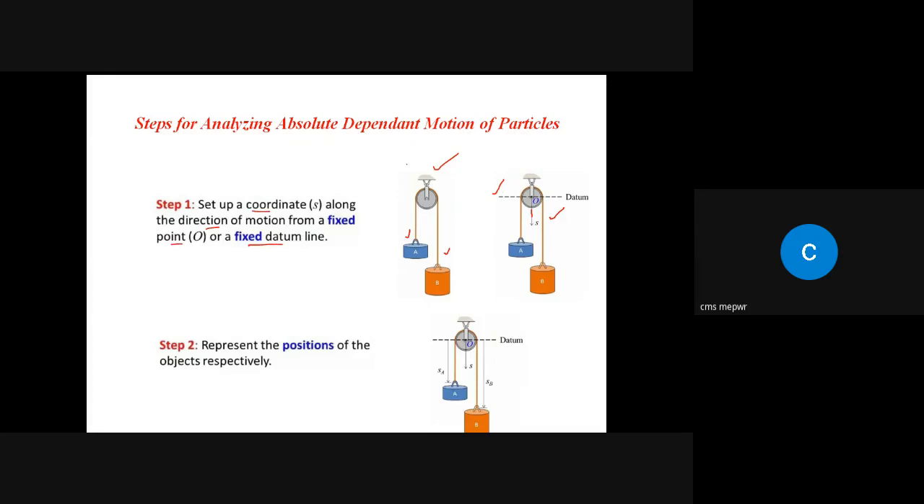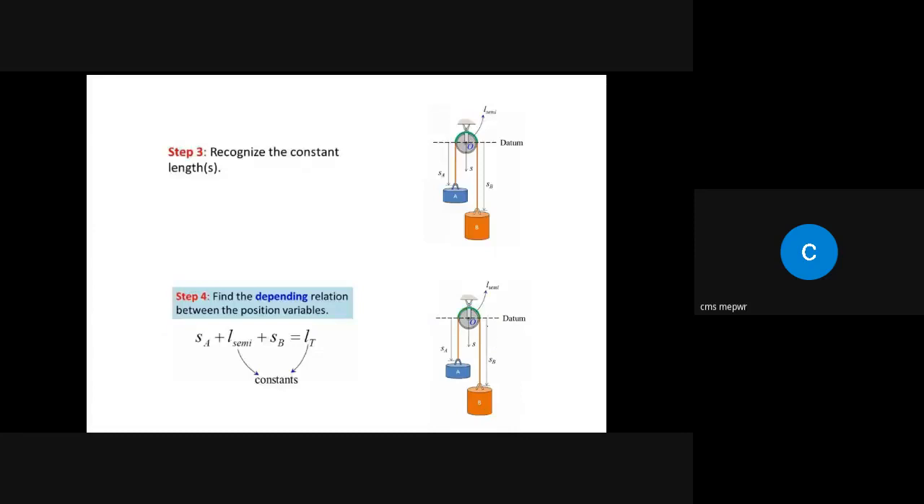Now the second step is to represent the distances from this origin, from this datum plane. We need to represent the distance of object A and the distance of object B. So represent the position of each object. If we specify the distance, the position will be specified automatically. Let's say object A has a distance of SA from this datum, so SA is a position vector that represents the position of block A. And SB is a position vector, or the distance of object B from the datum plane.